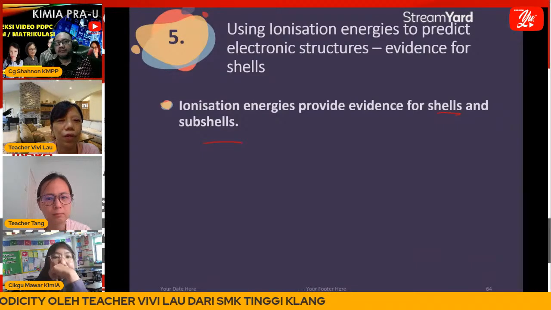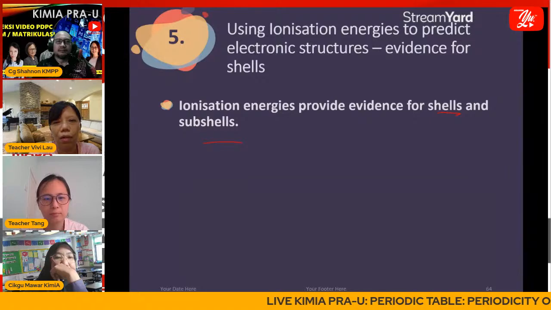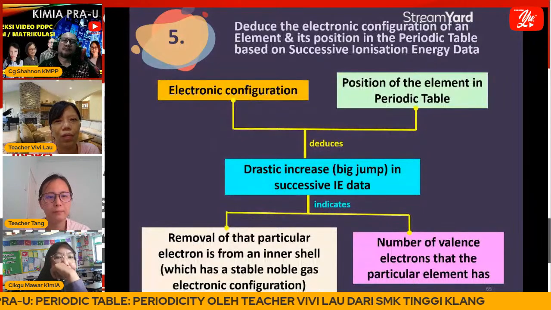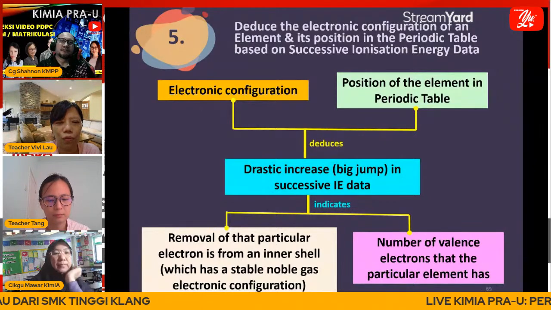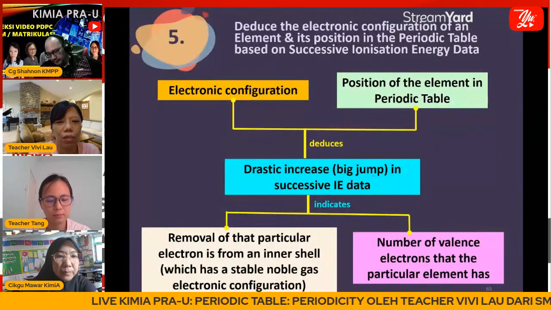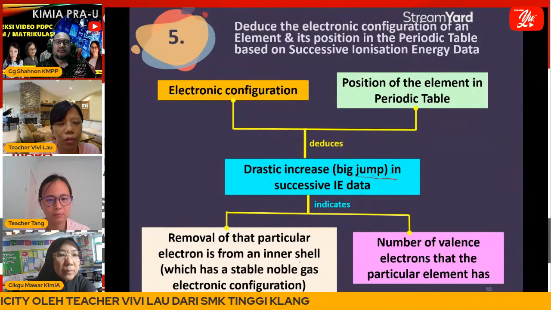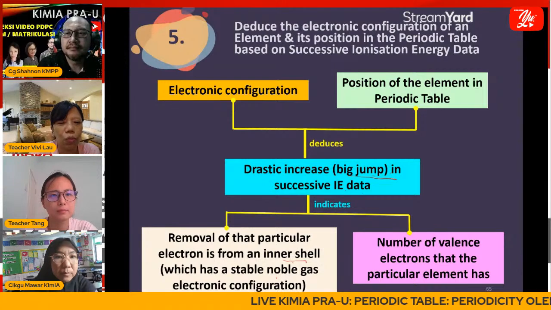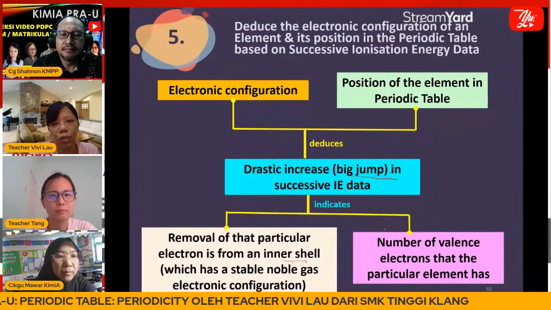So we can use the successive ionization energy to show the electronic structure and the number of shells, and also the electronic configuration of the element. So how to determine the electronic configuration from the successive ionization energy? We have to find the big jump between the successive ionization energy data. Removal of that particular electron is from an inner shell, which means you need more energy to remove, and it has a stable noble gas electronic configuration.